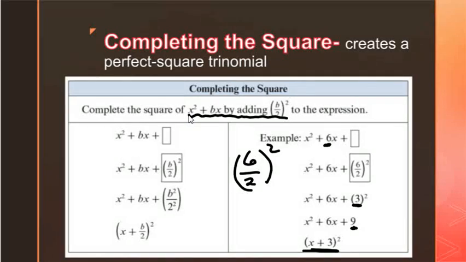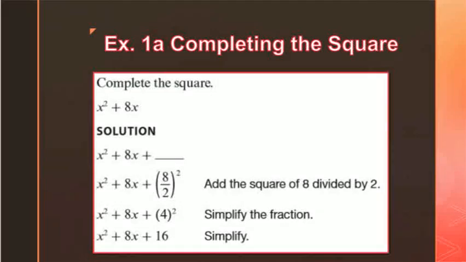So let's look at an example here. This one, completing the square, x squared plus 8x. You can see that there's nothing right here. What are we going to add to that? That's what they want you to do. And so you're going to take your b, which is 8, divide that in half, which is 4. 4 squared is 16. This is your now perfect square trinomial.